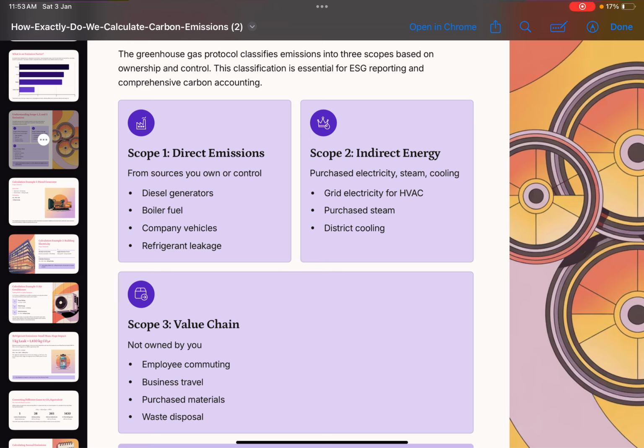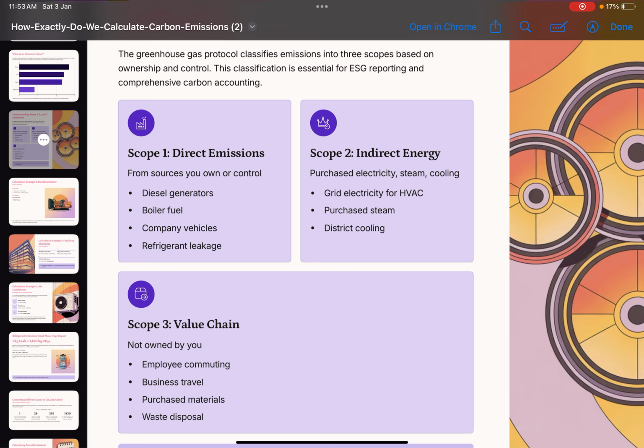Now, if you are able to capture the emissions from this diesel generator, which is in-house, the emissions arising because of the boiler fuel use, the emissions from the transportation of the company vehicles, and the emissions because of the refrigerant leak, if you are able to quantify those in terms of kgs of CO2 equivalent, they come under scope 1 emissions. So scope 1 emissions are direct emissions from the sources the company owns or controls.